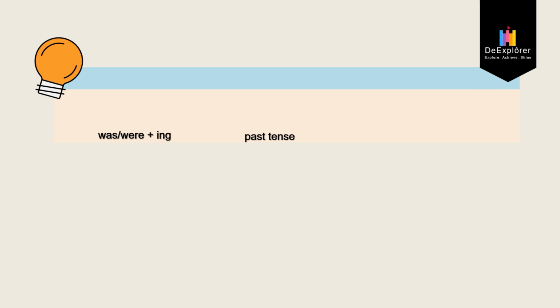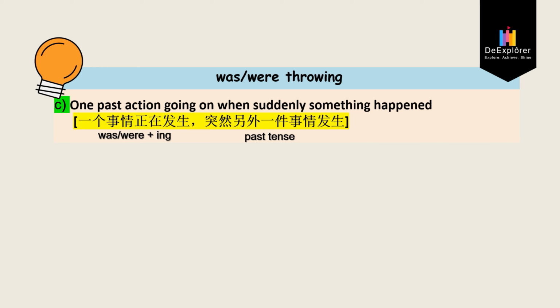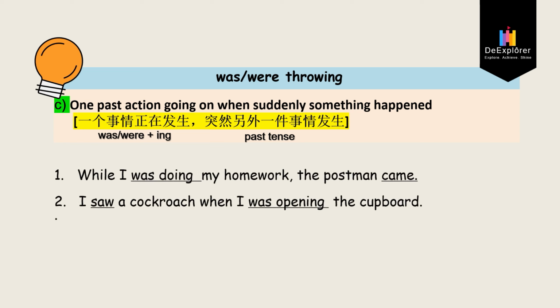Let's move on to 5C. Past continuous tense can also be used to show one past action going on when suddenly something happened. So one past action going on means 一个事情正在发生. Okay, that's where you use was were ing form. And when suddenly something happened, 就突然另外一个发生的时候，你就要用 past tense. Okay, so let's take a look at example. Number 1. While I was doing my homework, the postman came. So what is the action? What was the action going on? I was doing my homework. Okay, so 正在做功课。突然间 what happened? Suddenly something happened.